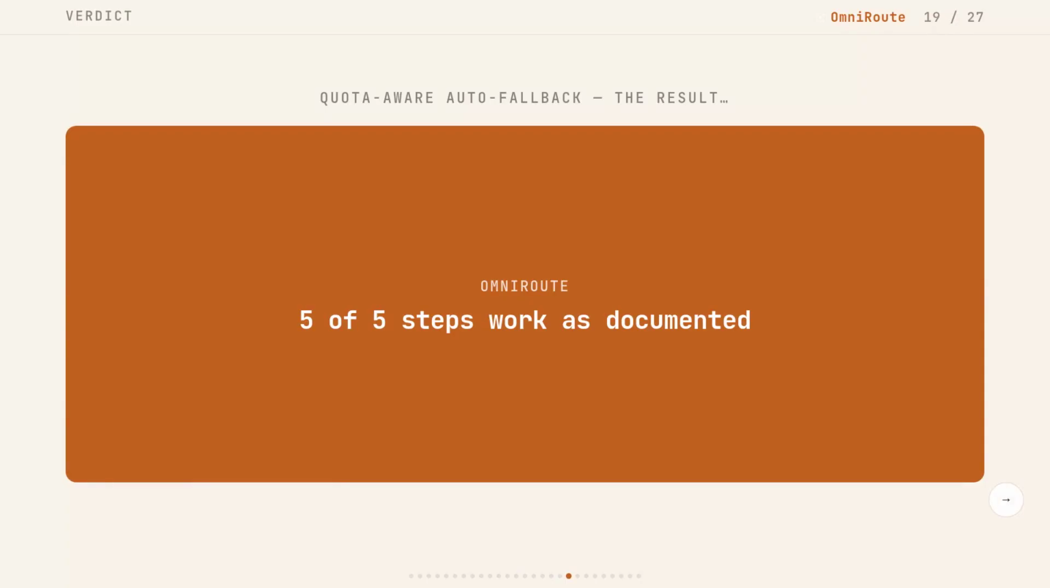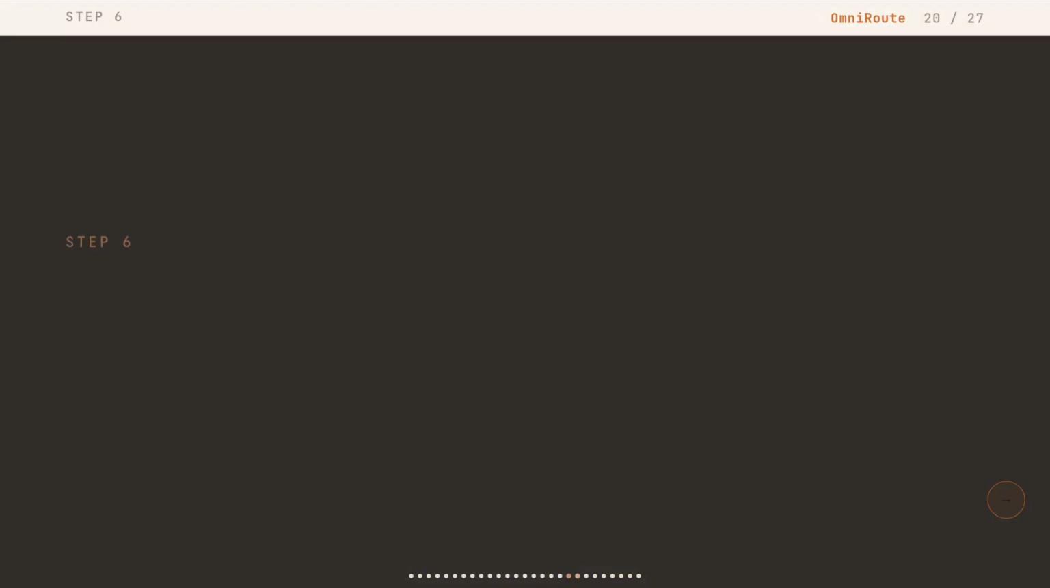The gotcha is that the sub 10 ms figure is unverified, so if you need guaranteed speed under load, wait for community data, and that's 5 of 6 steps done with this one, holding up on design even if the speed number is still a promise.